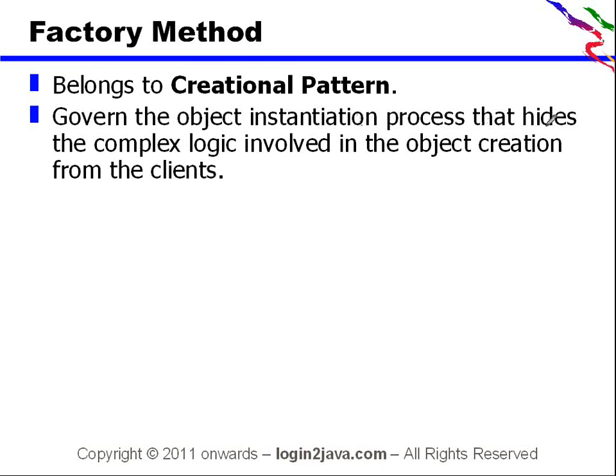It also governs the object instantiation process, hiding the complex logic involved in object creation from the clients. So two major things: one is it creates objects for you, and second is it hides the complex logic involved in object creation from the clients. What does client mean here? Client here means a part of your program or code that is using the factory method pattern. That particular portion of code will be treated as the client.